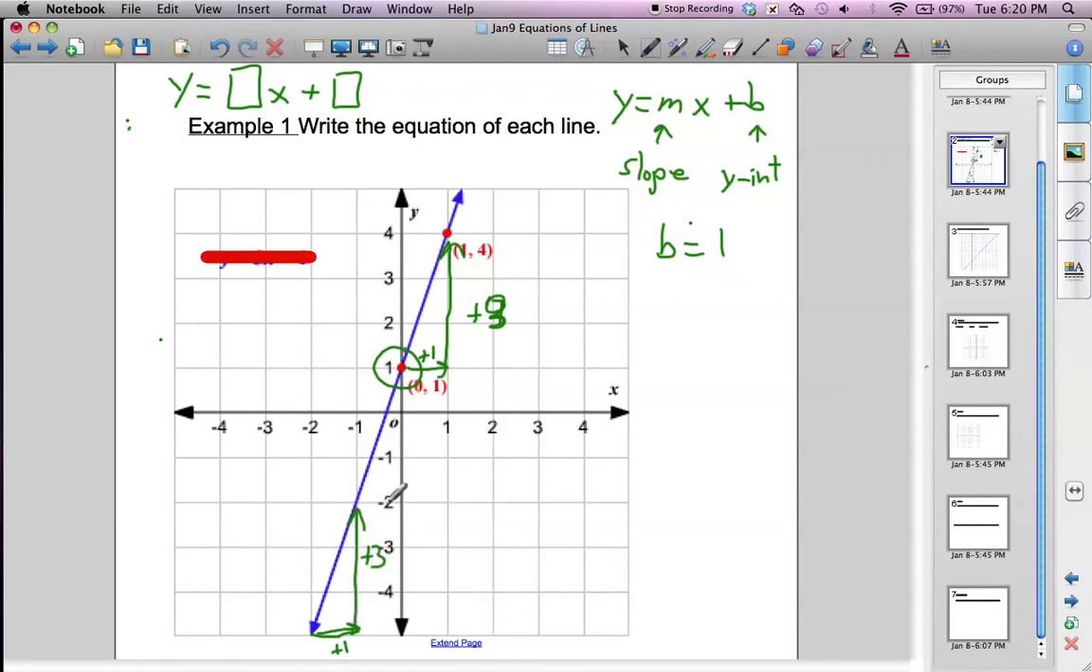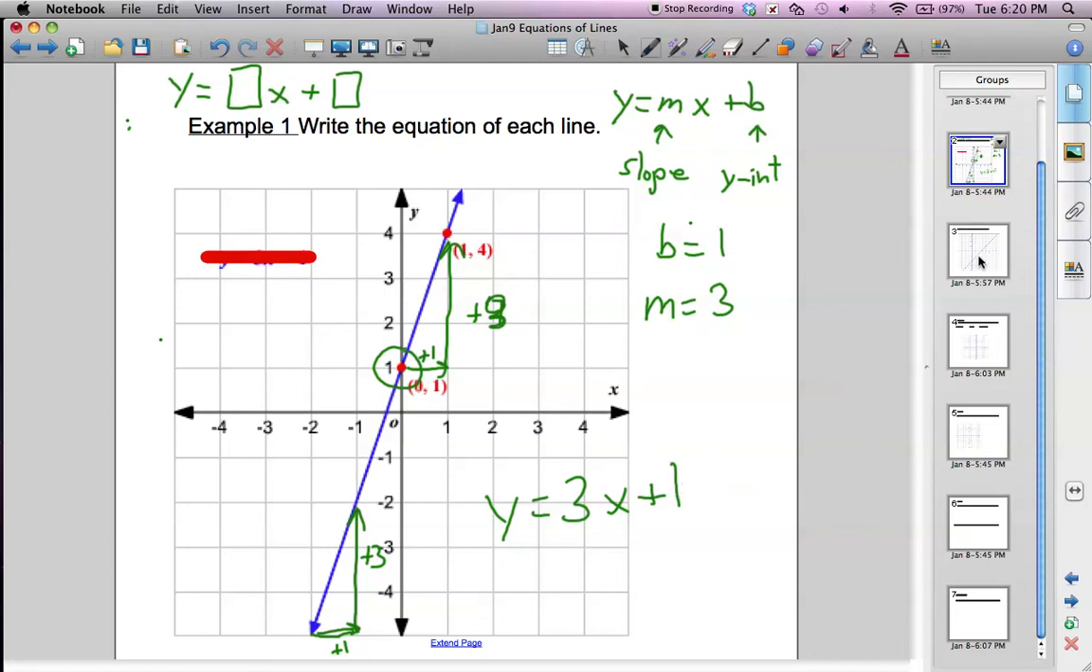So it's always increasing by 3, so the slope of the line is going to be 3. Okay? So now that's all the information you need to write the equation of the line. So you can write the equation of this line as y equals 3x plus 1, where 3 is the slope and 1 is the y-intercept.